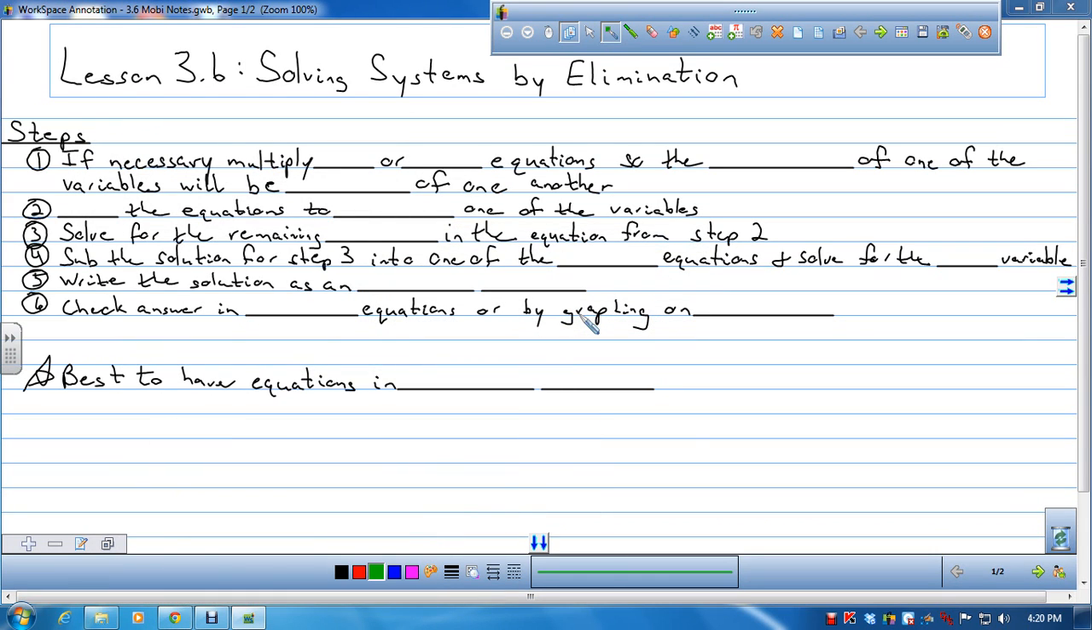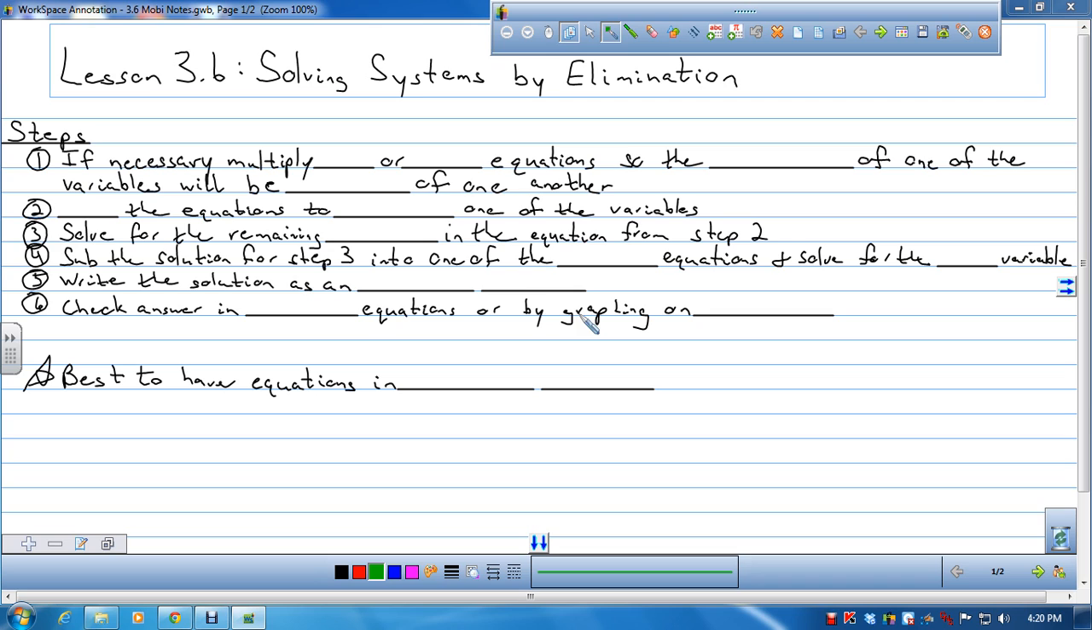Algebra students, we're going to go over lesson 3.6, which is our third way to solve systems of linear equations. If you recall, the first method was by graphing, the second method was by substitution, and the third method we will cover today is by elimination. They all have their strengths and weaknesses. It just depends on the equations that you are given and which process they lend themselves to being the easiest to solve.